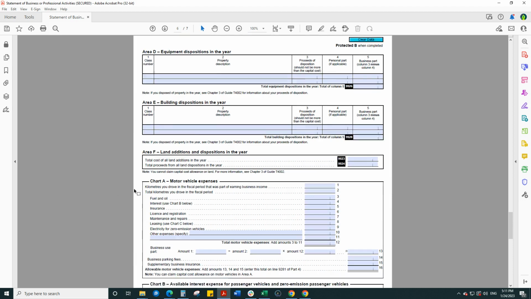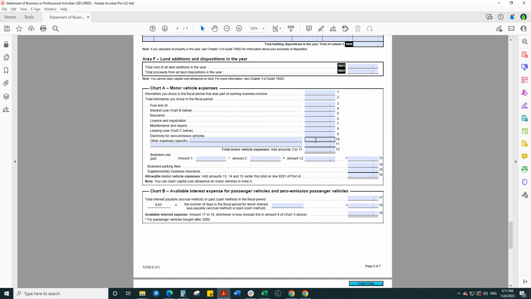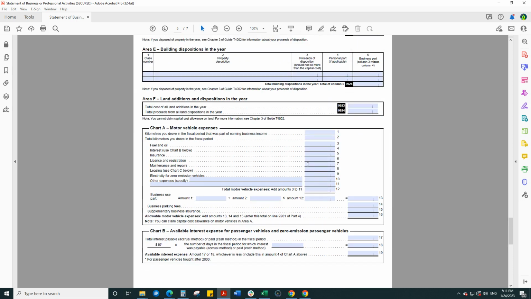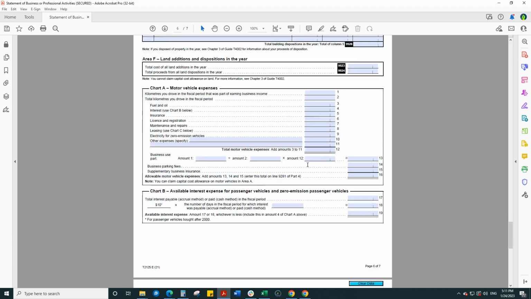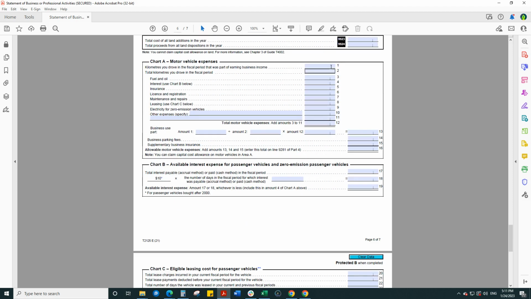Let me see what else we have. Here's your motor vehicle allowance detailed page. You're going to put in the kilometers you drove for business, and total kilometers. That's going to get you a percentage. Then you're going to put down all your different expenses, and CRA has updated the form to show a line for zero emission vehicles, so maybe your electricity charges that you're using rather than fuel and oil.